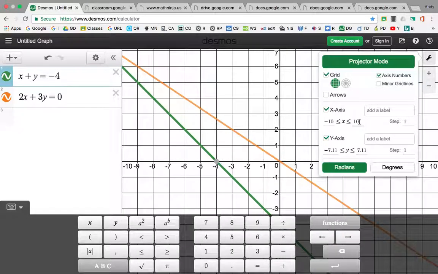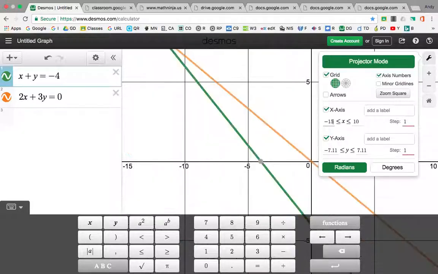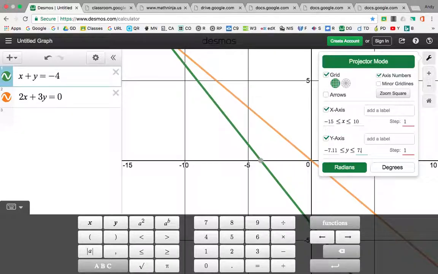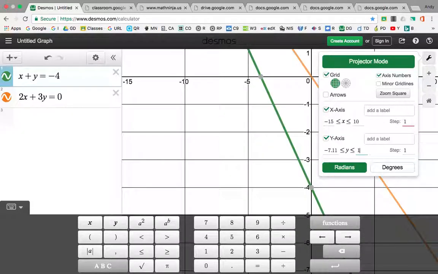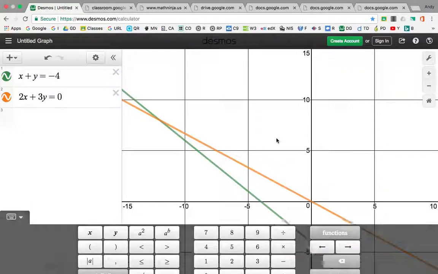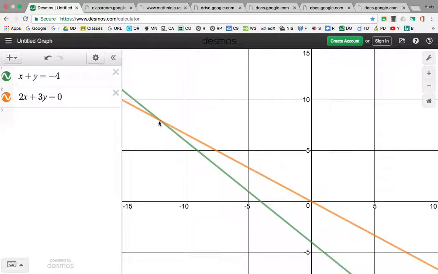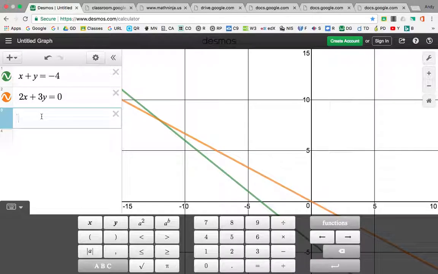So in my x, I'm going to go to negative 15 on the x. And my y, I need to go higher. So I'm going to make that 15. Let's see. Well, there's the solution. It's now visible. So I can click on the intersection, and once again I see x is negative 12 and y is 8. So let me check those values.